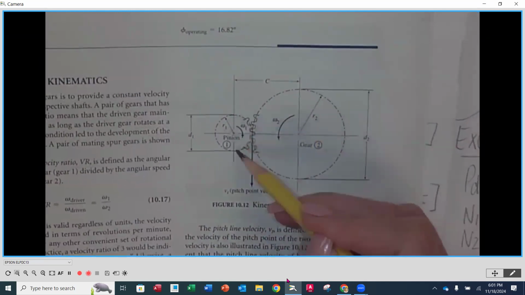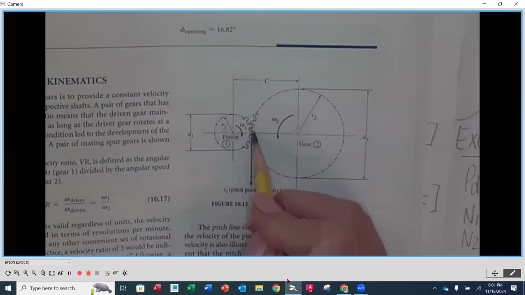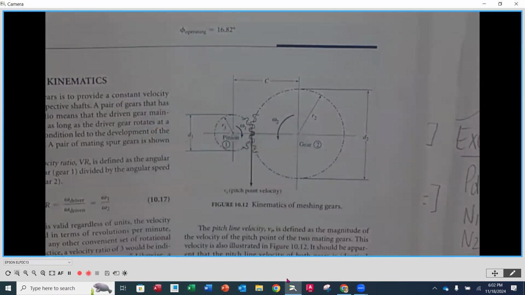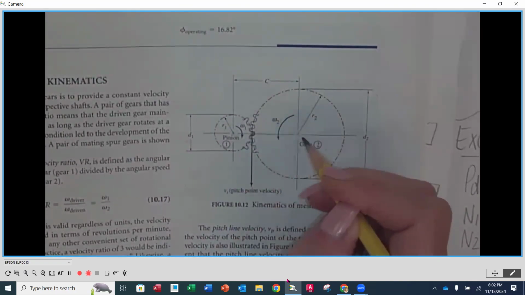When we have these two gears that are in engagement, they're going to be tangent at that pitch diameter. And this is also where forces are being transmitted. But additionally, the motion is being transferred here, from the driver to the driven.